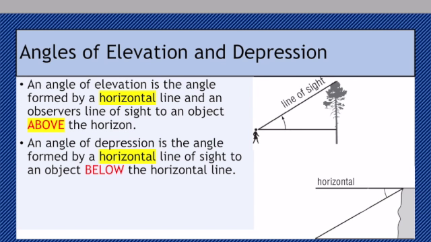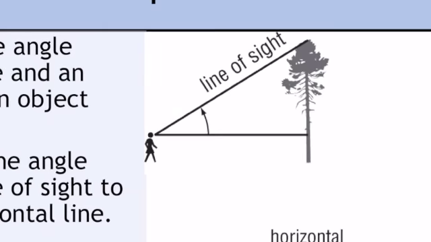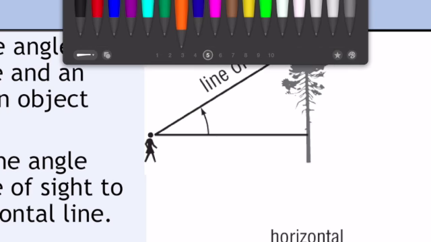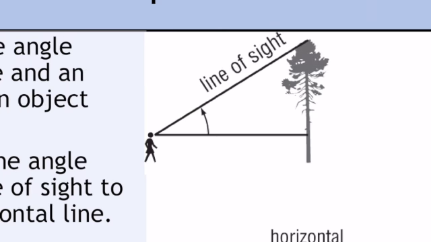So what is an angle of elevation and an angle of depression? Well, an angle of elevation is the angle formed by a horizontal line and an observer's line of sight to an object above the horizon. If we look to the right, we can see an example. Let's say somebody looks straight ahead. This is going to be the horizontal line. We'll call it HL for horizontal line.